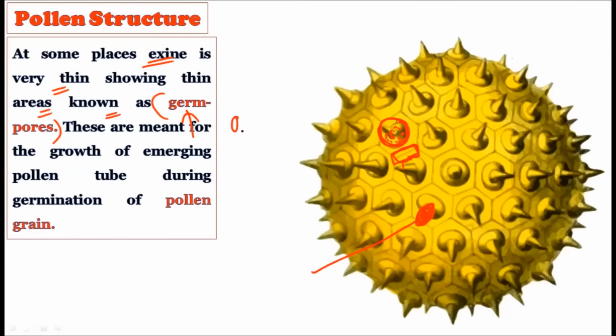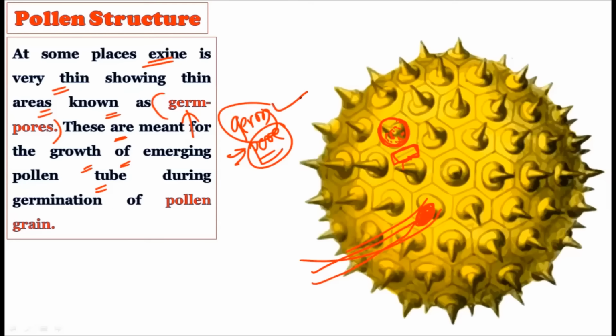So germ pore is a very important term relating to pollen structure. This germ pore is nothing but the structure where there is a very thin exine. If the exine is thin, it can easily be ruptured, and the pollen grain content can come out of this germ pore. This is meant for the growth of the emerging pollen tube. So the pollen tube can come out of this germ pore, the particular structure where the outer layer is very thin.